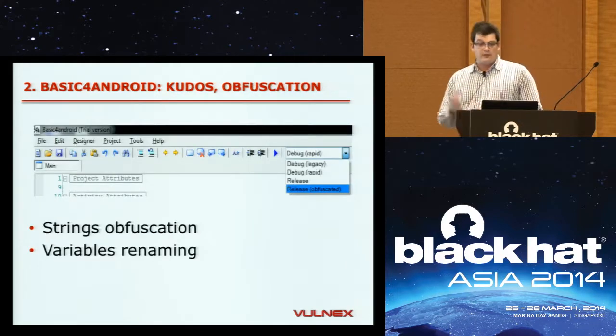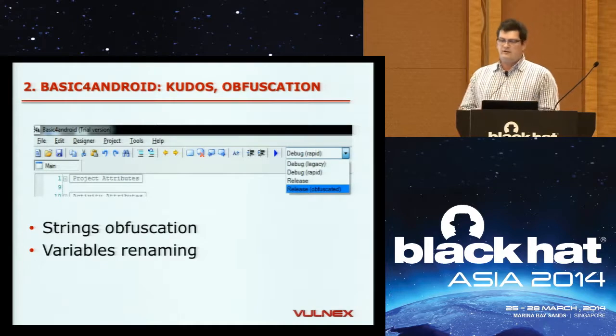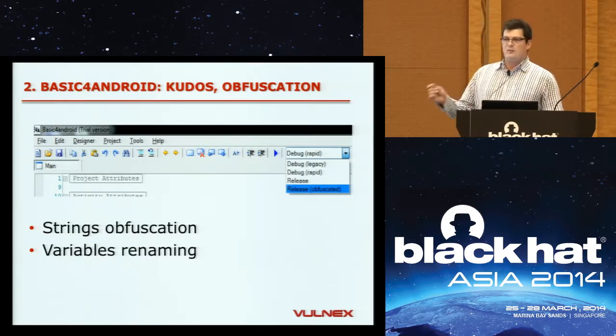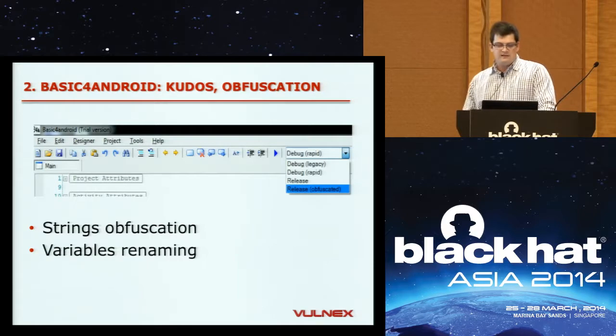One of the cool things I think about BASIC for Android is that it offers an obfuscation feature, so you can obfuscate your application. I have not tried it myself because it's only for the commercial version. You can download a trial version, and that's the one I have used, so I didn't have the chance to test it. But the documentation says it performs string obfuscation and variable renaming, so at least that's a start. It's not that hard to bypass, but it's something. We are adding more protection to our application, and I think it's quite neat that the development framework offers these features in the IDE.